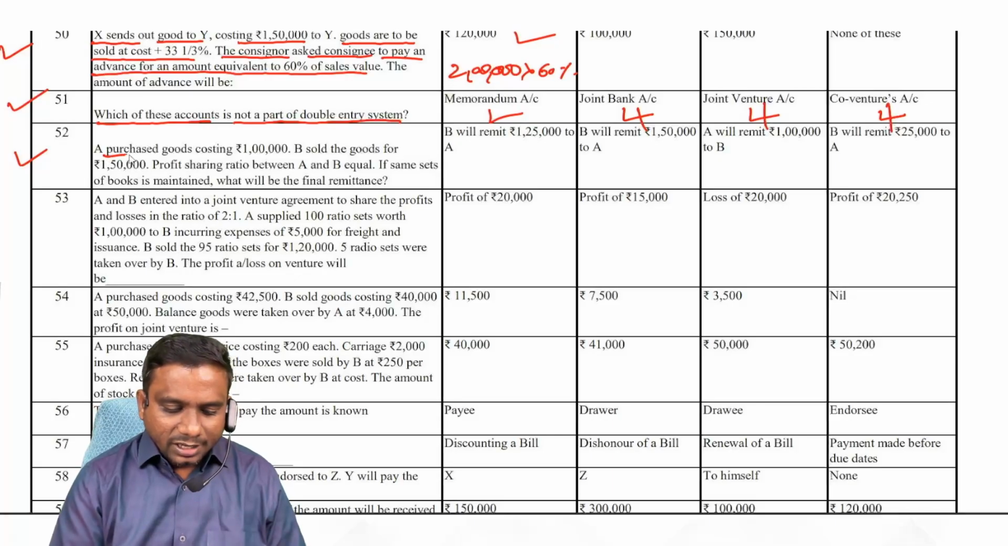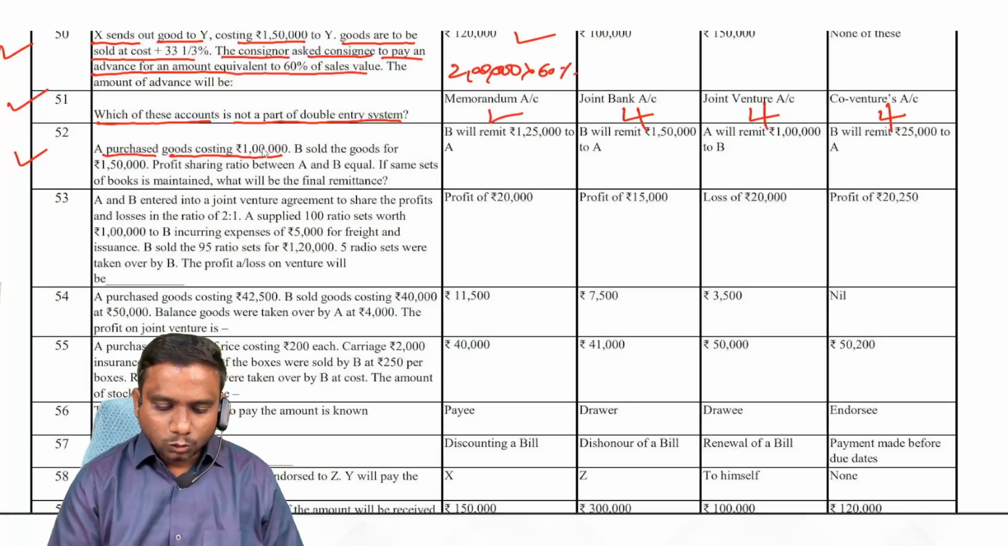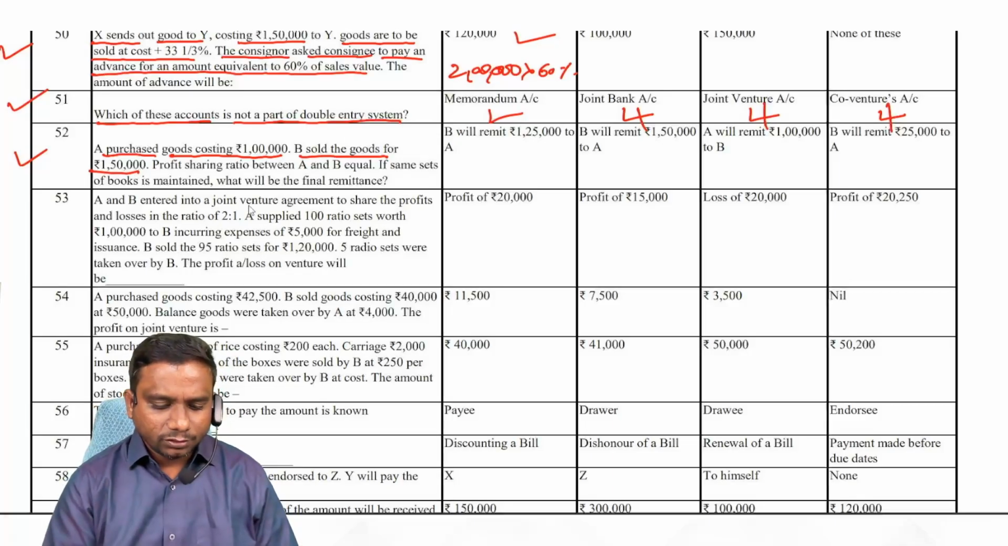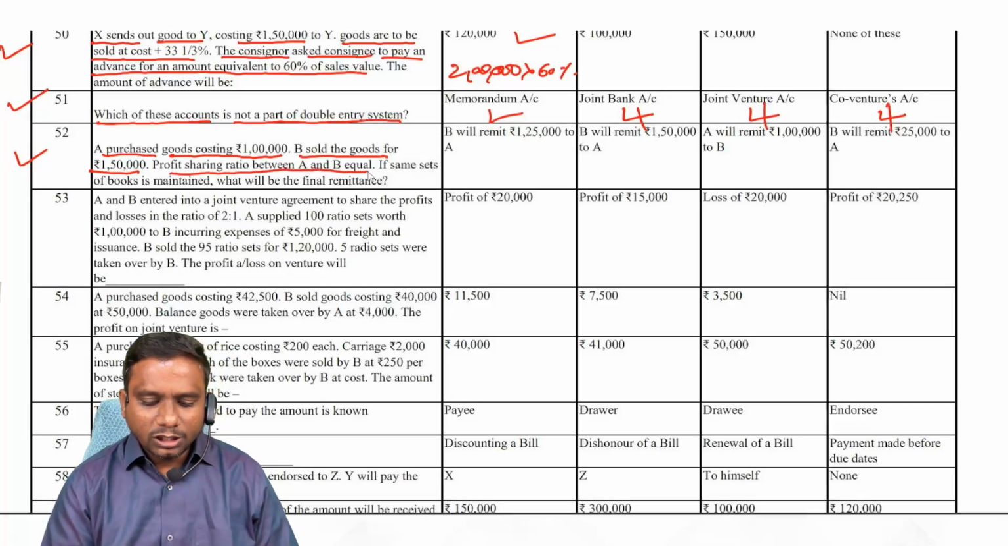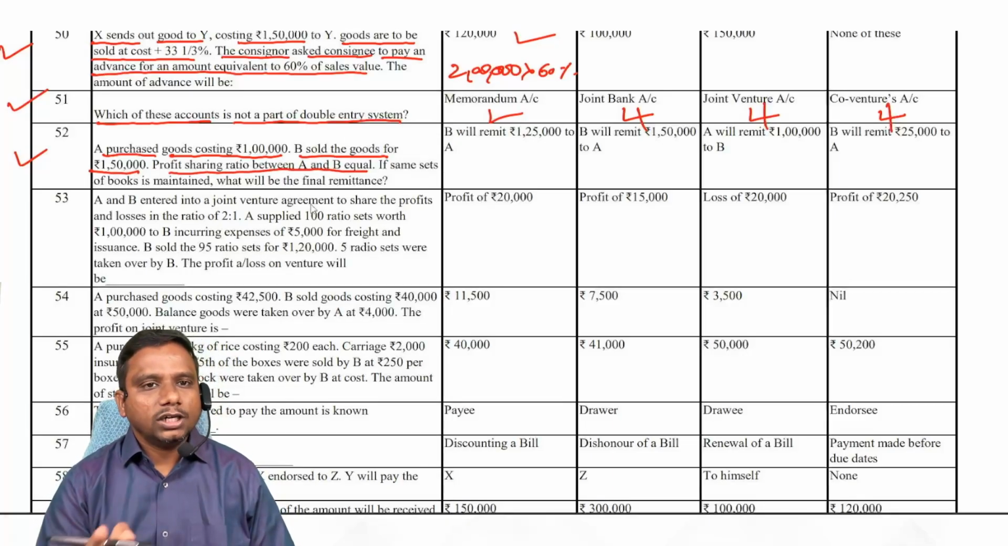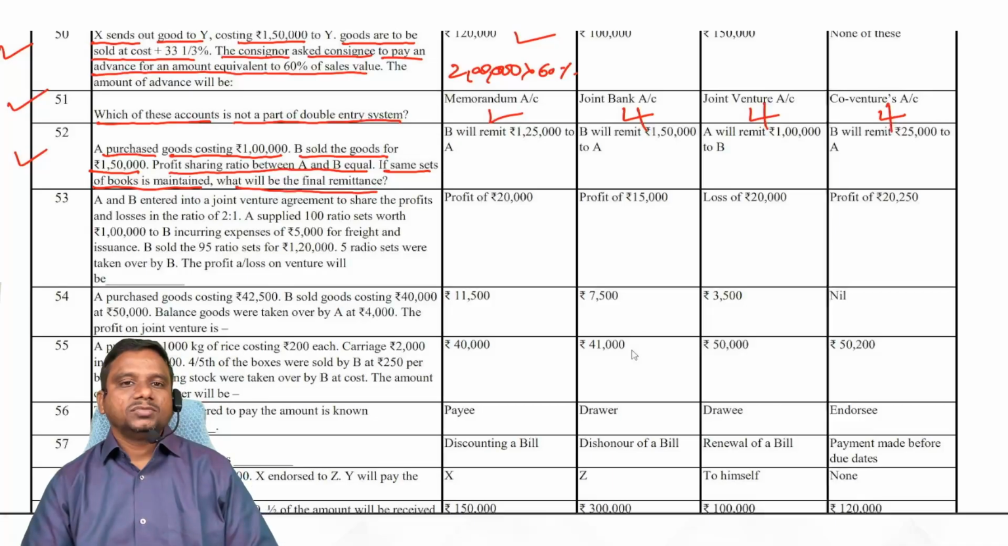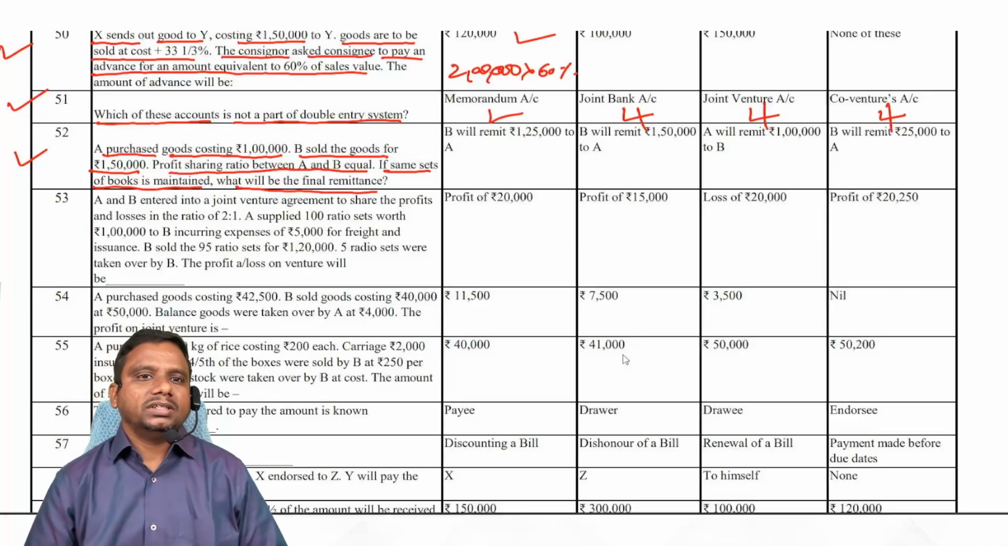Next one. A purchased goods costing 1 lakh. B sold the goods for 1 lakh 50,000. What is the profit? 50,000. Sharing ratio should be equal, so 25,000 for A and 25,000 for B. Same set of books is maintained. What will be the final remittance?